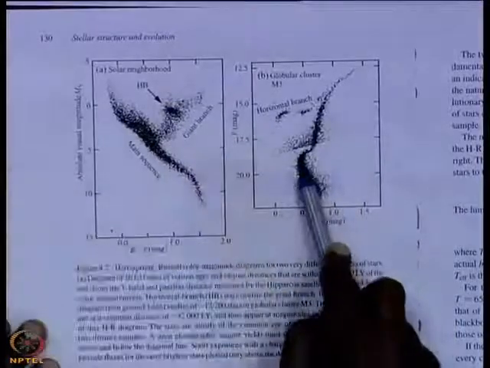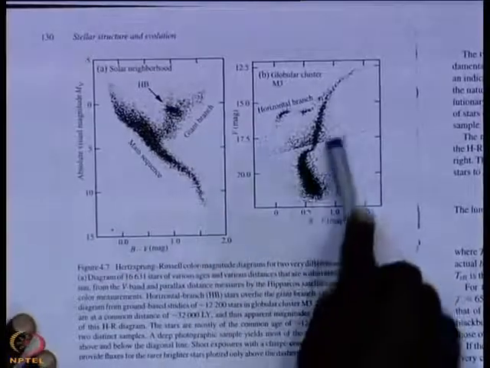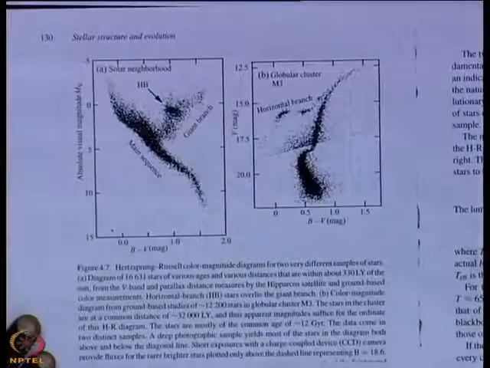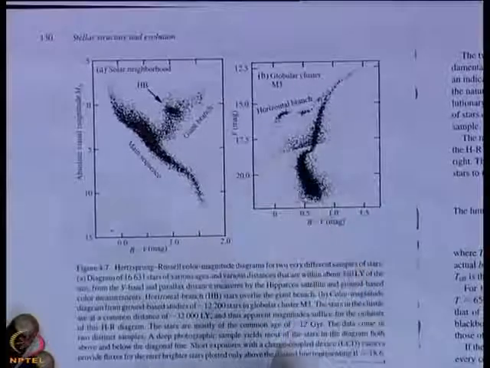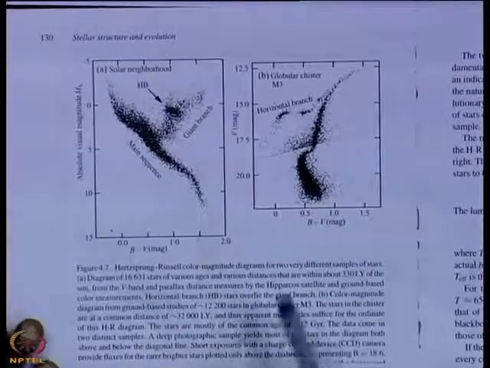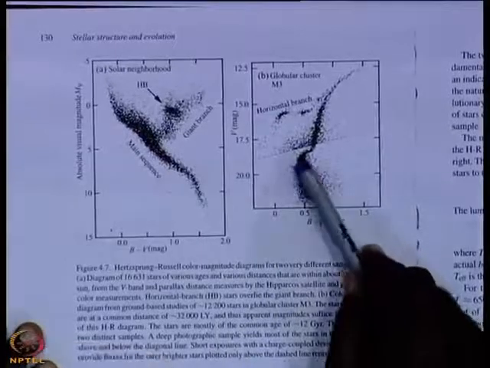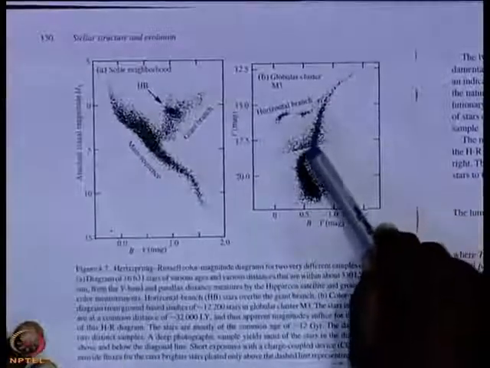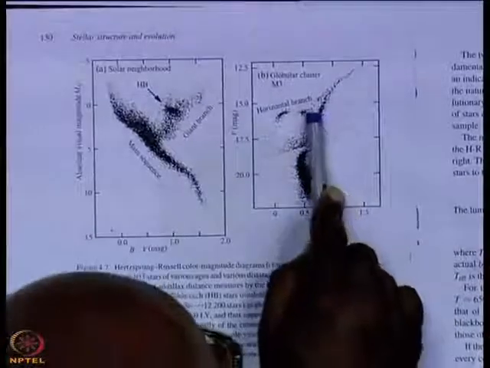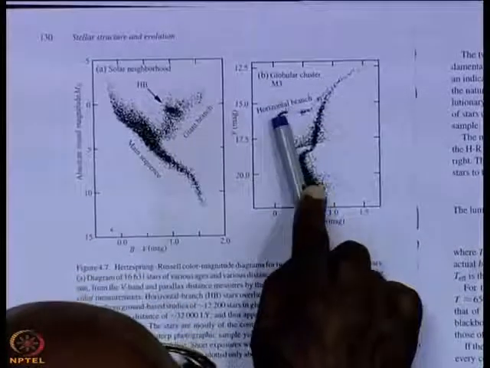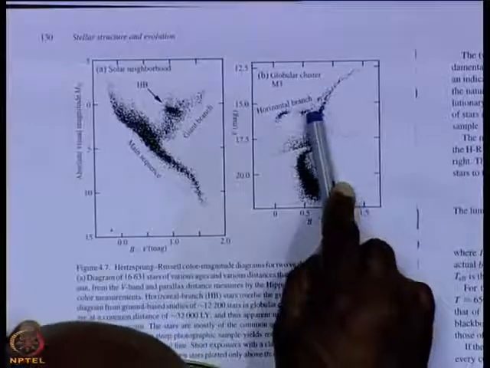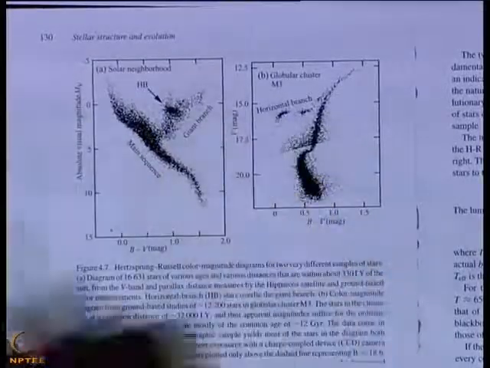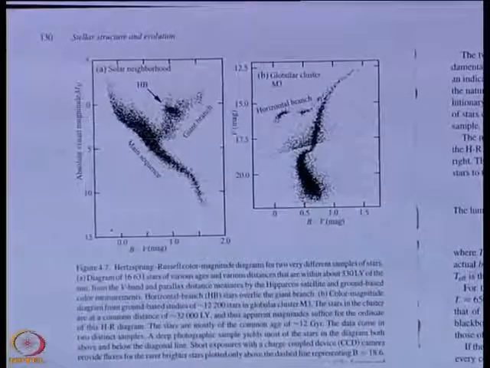If you look at the globular cluster, this is a particular globular cluster M3, called M3 on the Messier catalog. This is the main sequence. Here you have the giant branch, these are all giant stars off the main sequence, and here you have these stars which lie on what is called the horizontal branch. They are the horizontal branch stars.